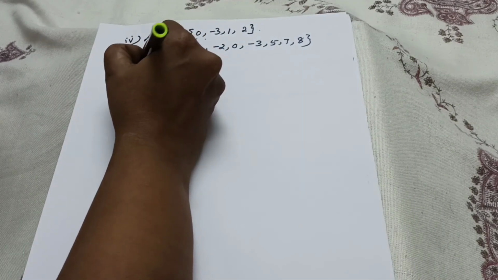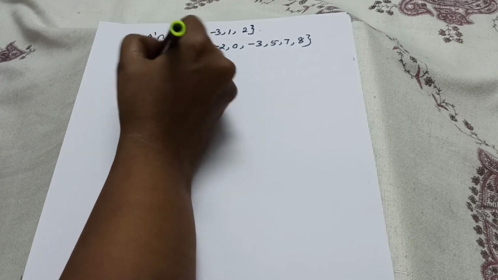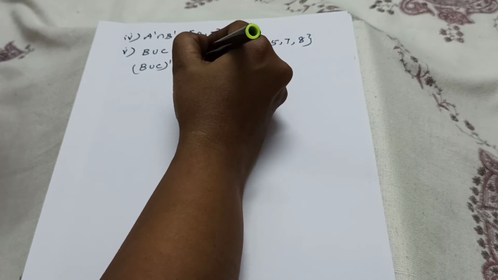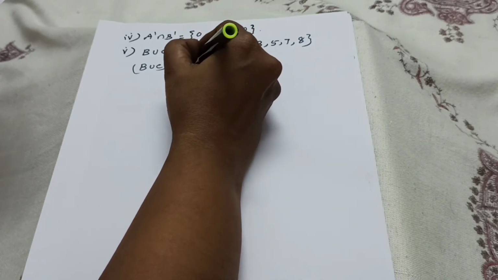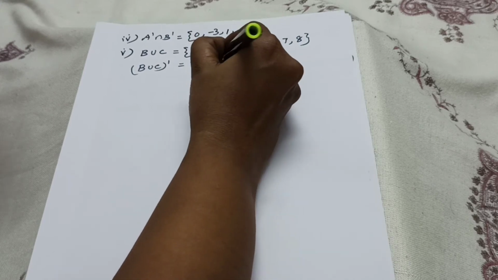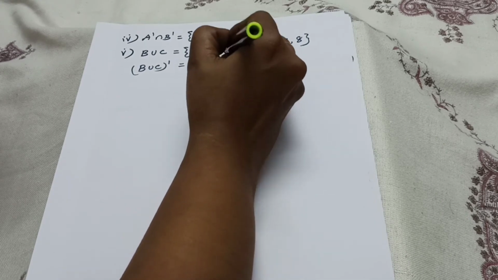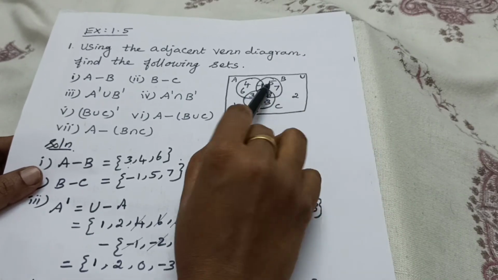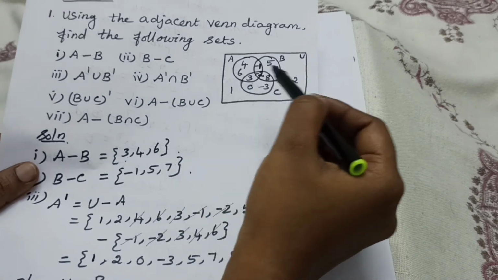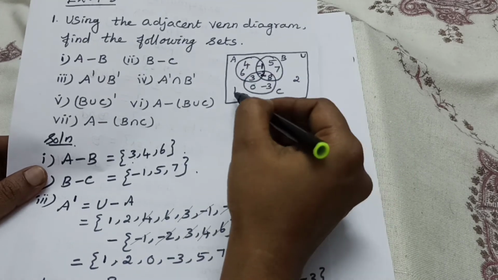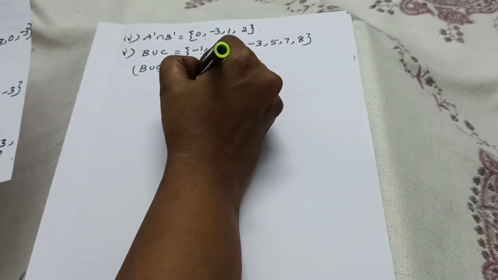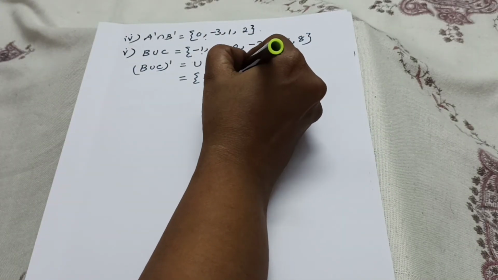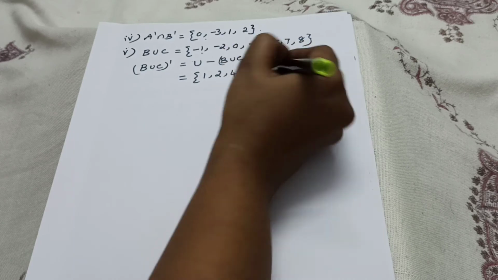Okay, then B union C the whole dash. That means here universal set difference B union C. Okay, universal set means here fully. Okay, except this area remaining. Then see the Venn diagram and say 1, 2, 4, 6. Okay, then 1, 2, 4, 6. Any doubt?